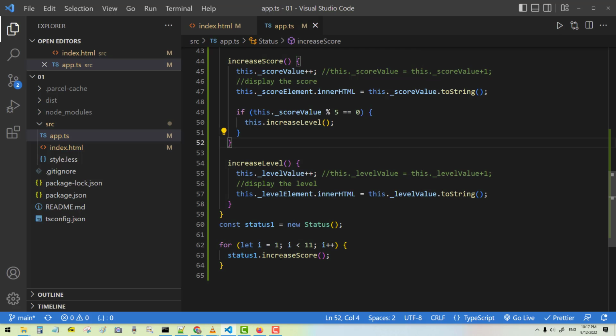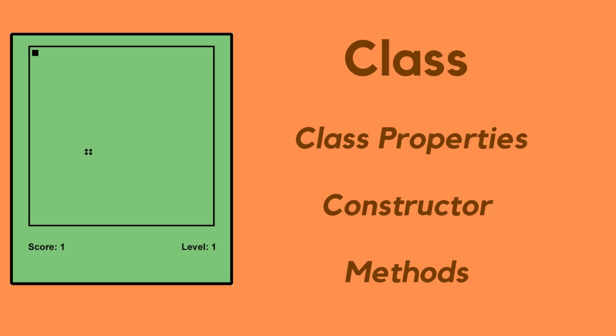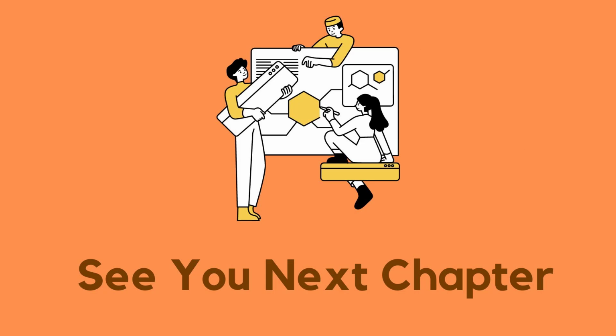Now we have finished our game status class. So far we have learned how to create a JavaScript class using TypeScript, how to add class properties and construct a function. Next chapter we will talk about how to build the most complex class, Snake class.